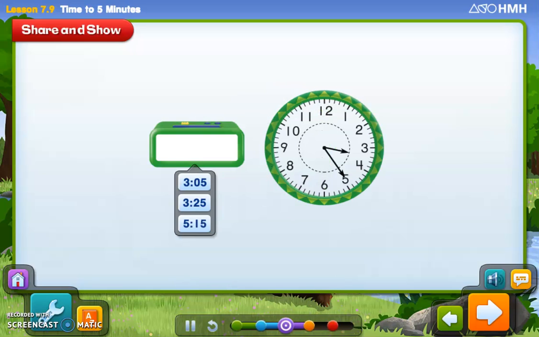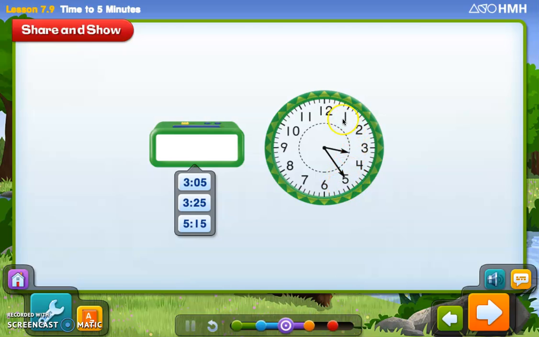What's the time on the clock now? So let's take a look at this one. So we see that the hour hand is in between the 3 and the 4. So we know that the hour is 3. And then again, we're going to count on by fives to find out how many minutes past 3 there have been. And this one's on the 5. So we're going to stop right at the 5.